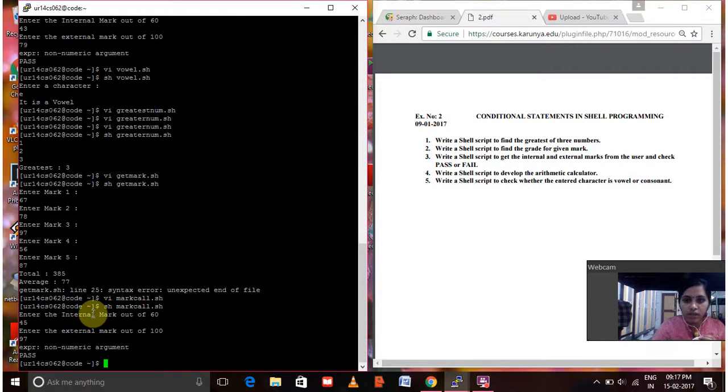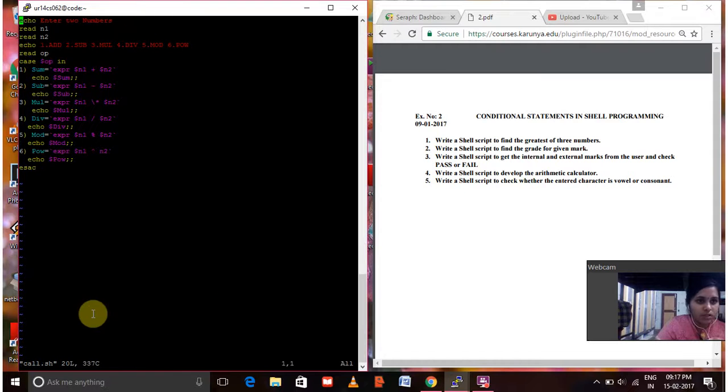Next is to develop an arithmetic calculator. Here is my program for the arithmetic calculator. In this echo, we are getting input: enter two numbers. The two numbers are entered, and in the echo we are listing some basic operations like addition, subtraction, multiplication, mod, power, etc. And then the operation is read.